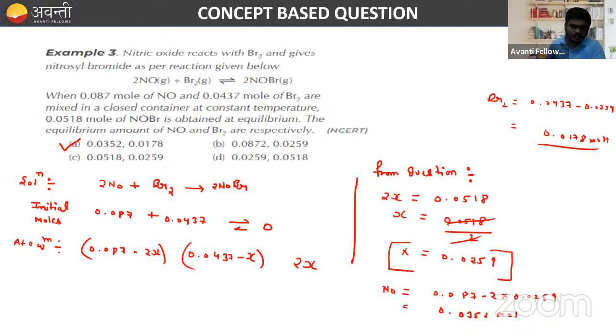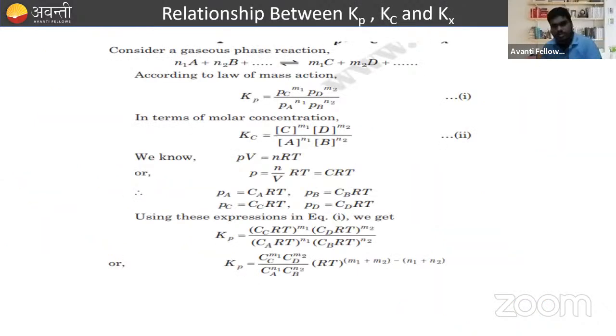No doubt, right? So let's see, there is a certain relationship between Kp and Kc. What is the relationship between Kp, Kc and Kx? These three are very important. Kp is known as the equilibrium constant in terms of pressure, Kc in terms of concentration, and Kx in terms of mole fraction. So they are the equilibrium constants.